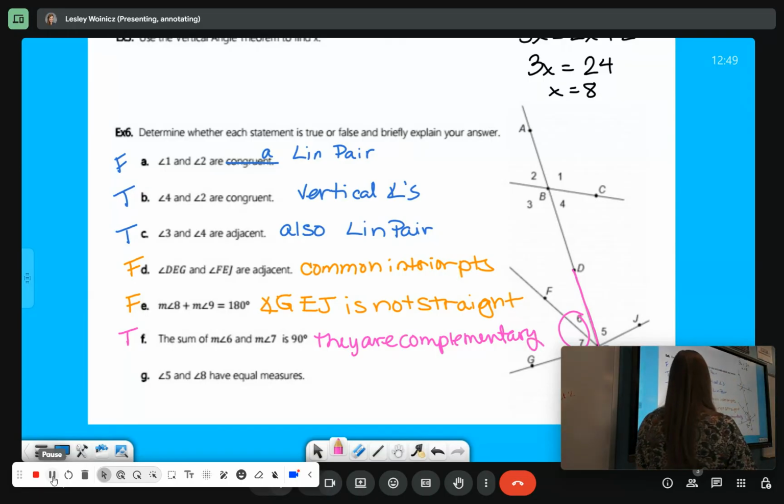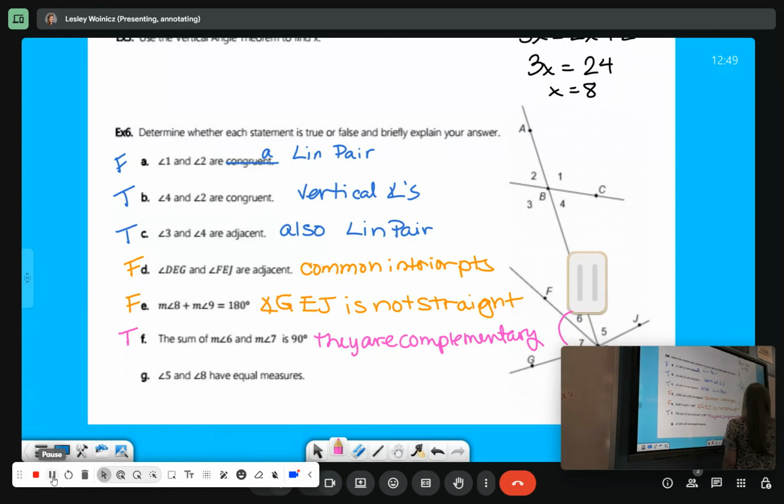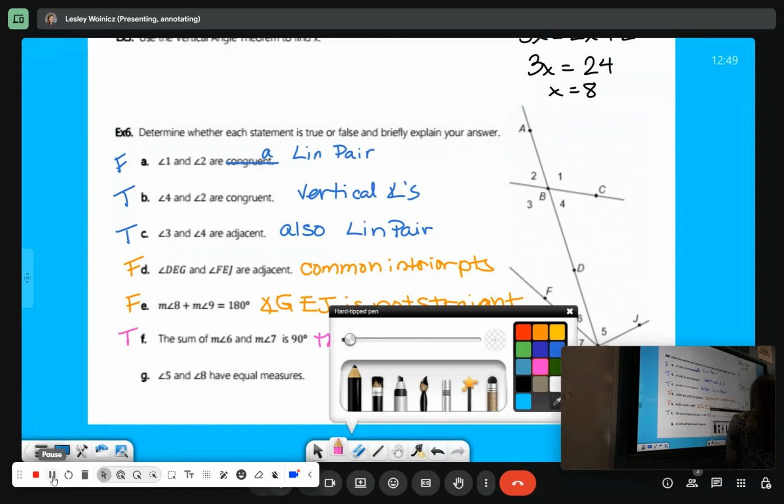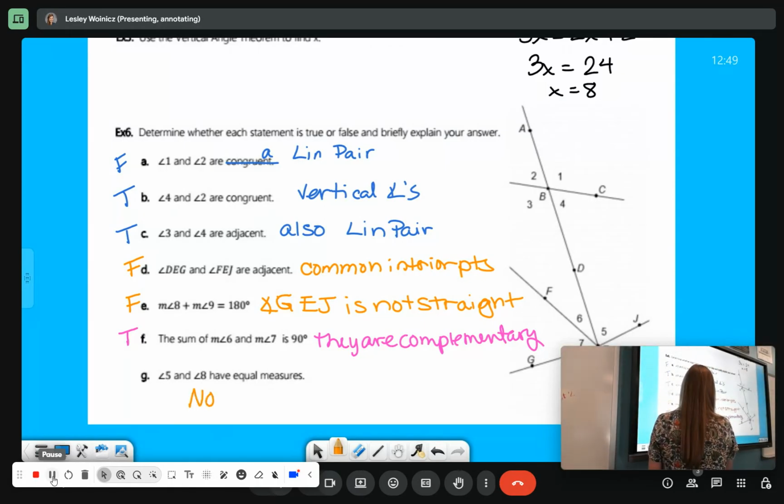Okay, and then do angles 5 and 8 have equal measures? No. They look like they're across from each other though. The problem is this right here. Angle 5 would be equal to this angle, but not to 8. So no, they are not vertical angles.